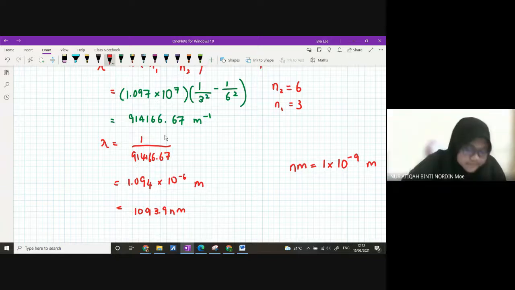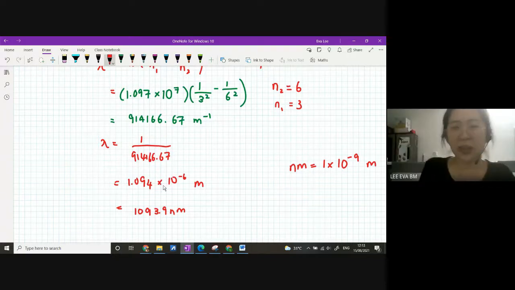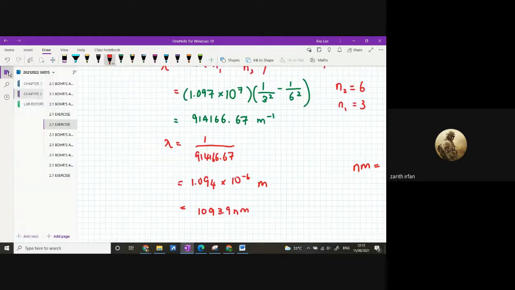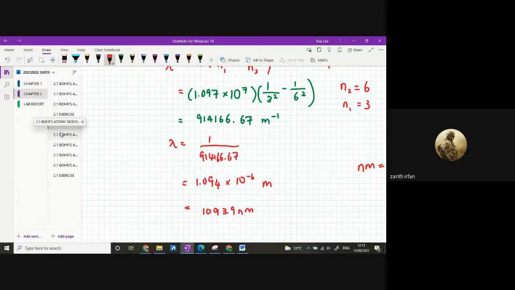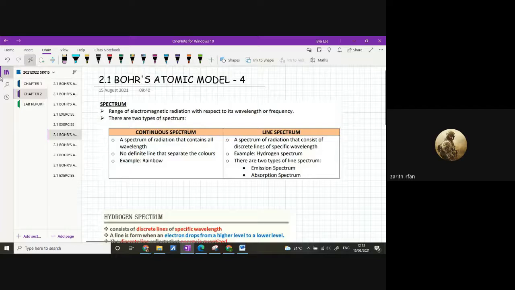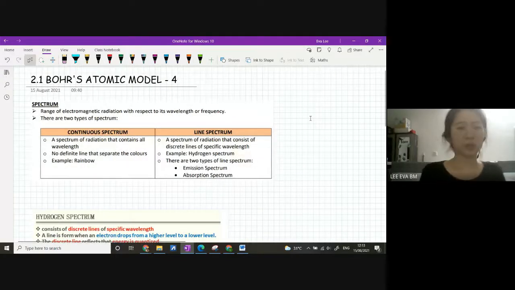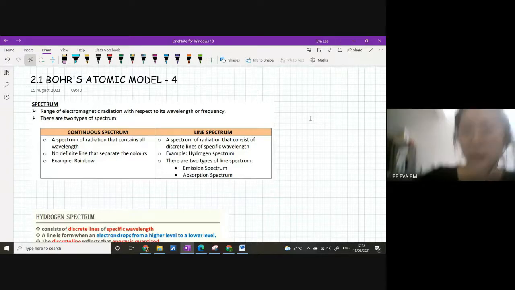Okay, Madam. Right. So can everyone follow up until this part? Yes, madam. Boleh, madam. Okay. So if you have done, we want to proceed to the second part of 2.1. Hold on, yeah.